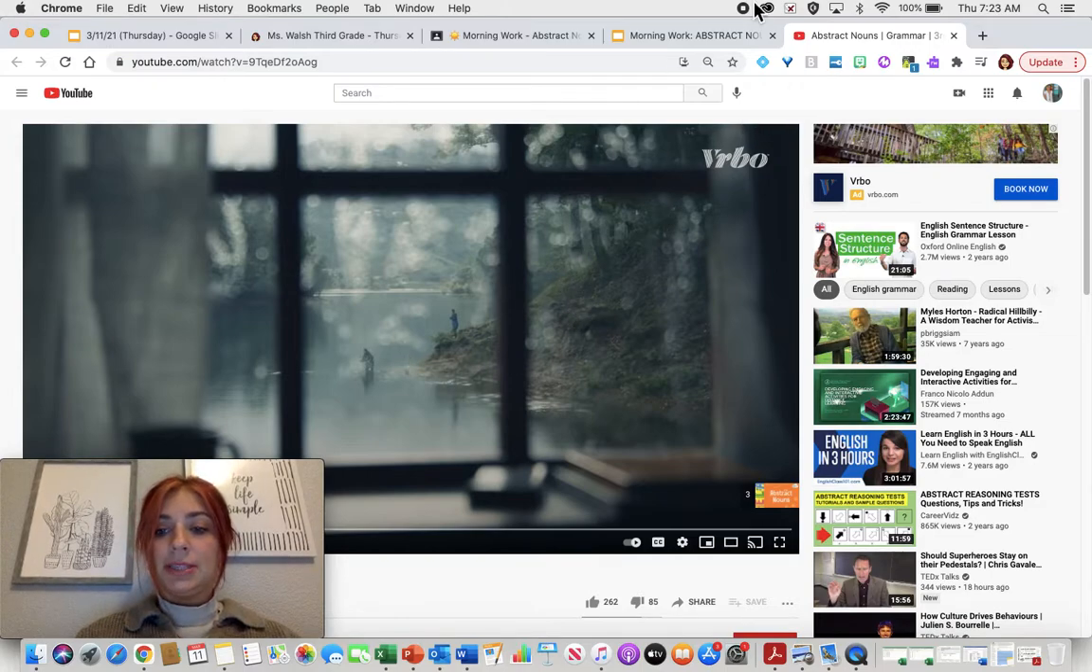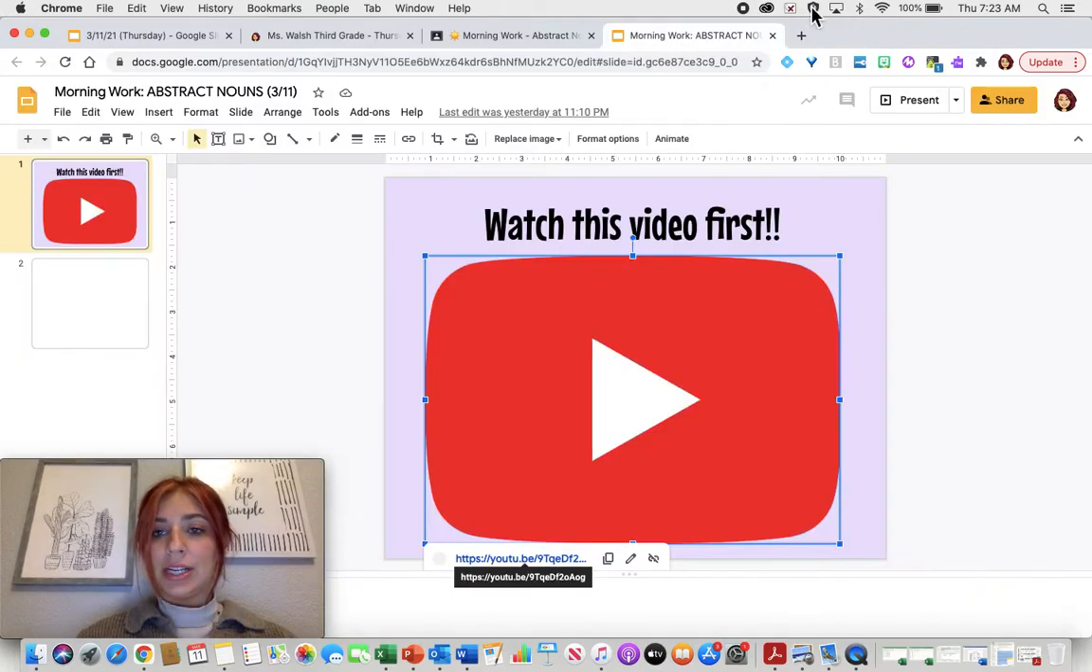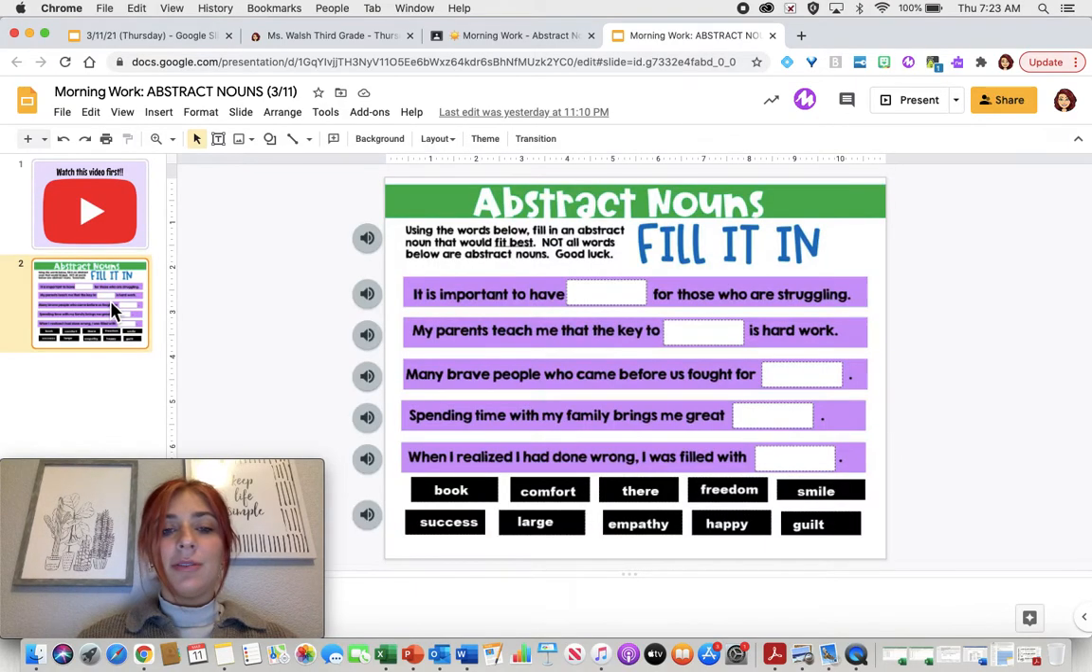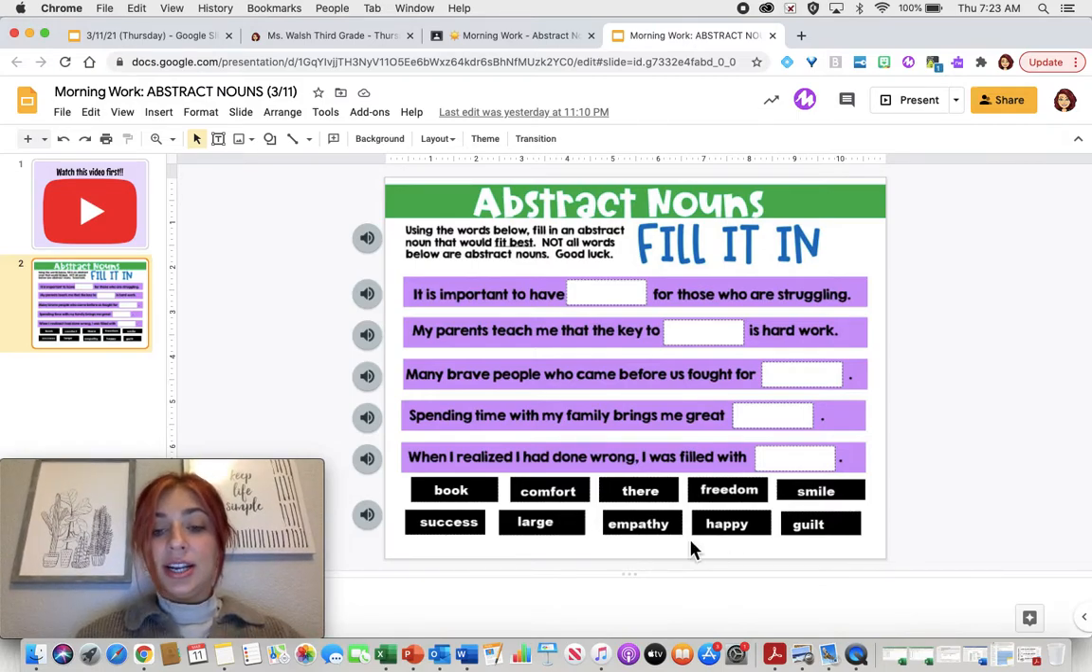And so please make sure you watch this, because this is going to help, especially as you move on to slide number 2. You are going to go ahead, you are going to fill in the abstract noun that fits best into each sentence. Now, looking at these words, I can already tell you that there are some things that are not abstract nouns. It also tells you that in the directions.